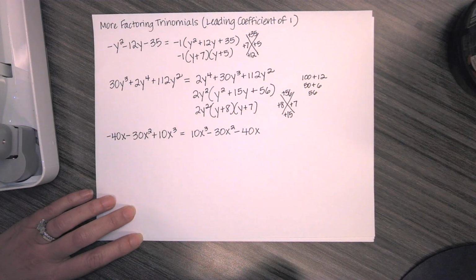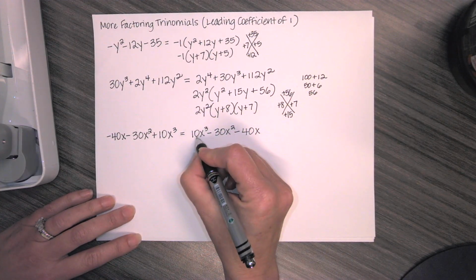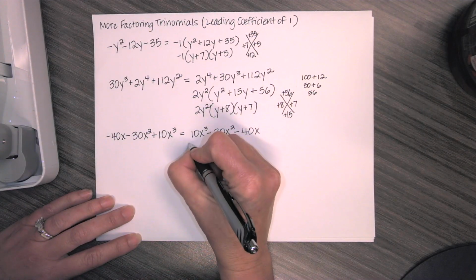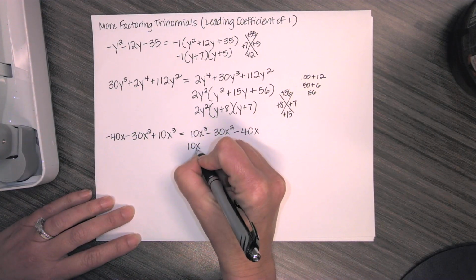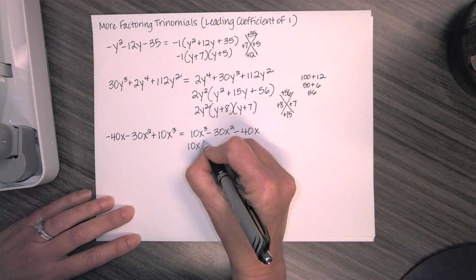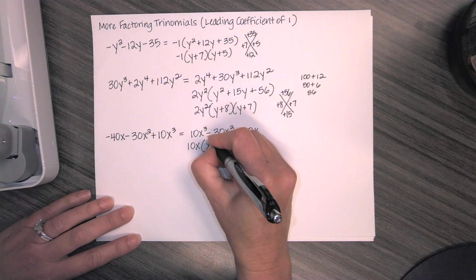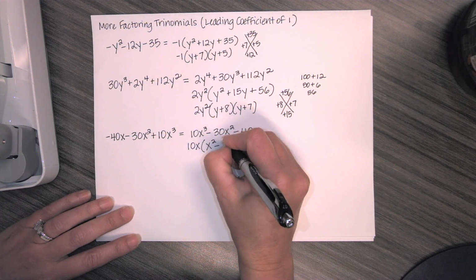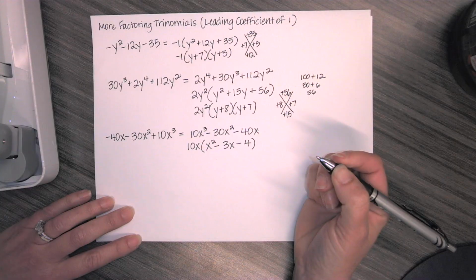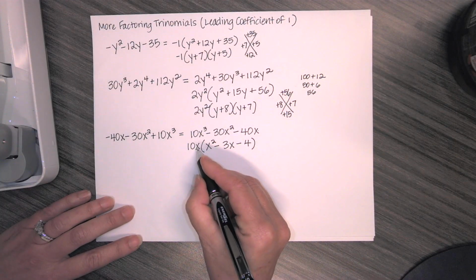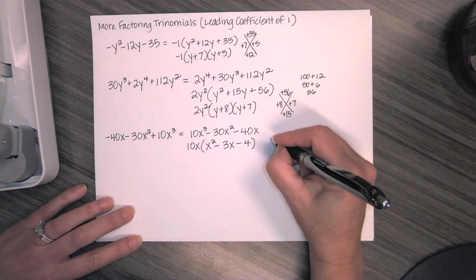I'm going to look for a greatest common factor for all three terms. 10, 30, and 40 are all divisible by 10, and I also have at least one x in all three of these terms, so I can factor out a 10x. That's going to leave me with x squared minus 3x minus 4. Once I've taken that greatest common factor out, I've got a trinomial with a leading coefficient of 1.